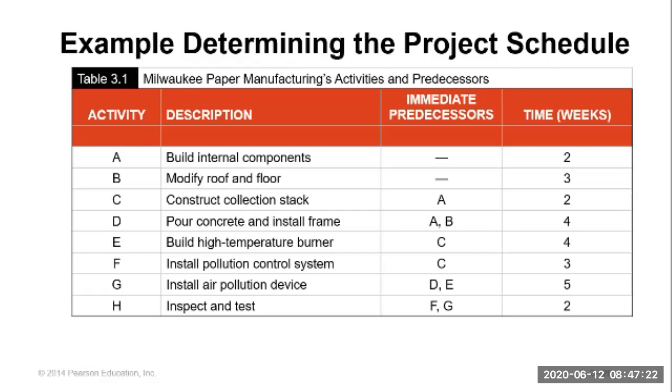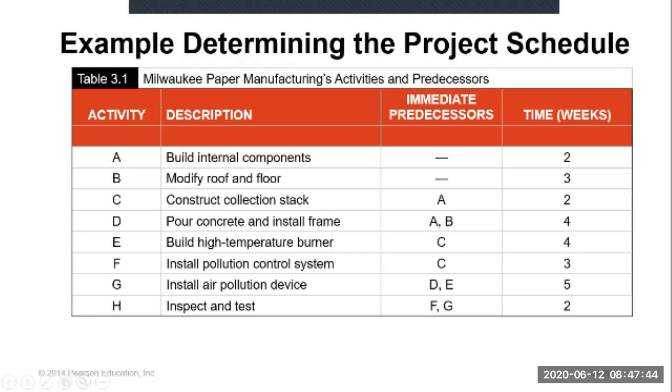You cannot start G when only D is complete. You cannot start G when only E is complete. You have to complete both D and E to start G. And H can start when F and G are complete. So that is what immediate predecessor means. This is what this column explains, and this is how to read it.